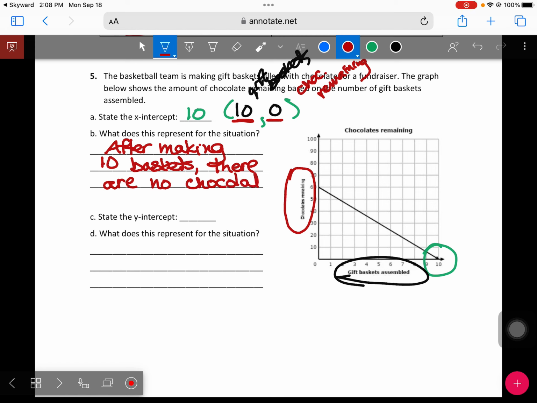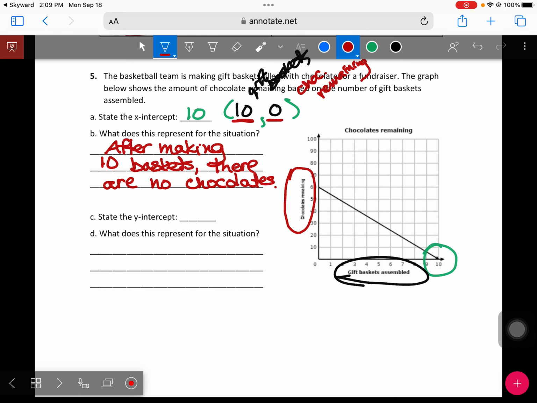So again, just by looking at those units, you can figure out what that intercept means. Please don't tell me you would only get half credit if you said they had 10 gift baskets. That's only half credit. You have to say it's 10 gift baskets and there are no chocolates left. Okay?